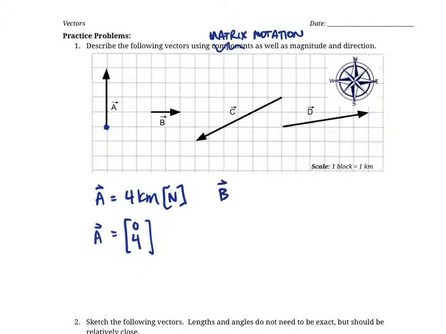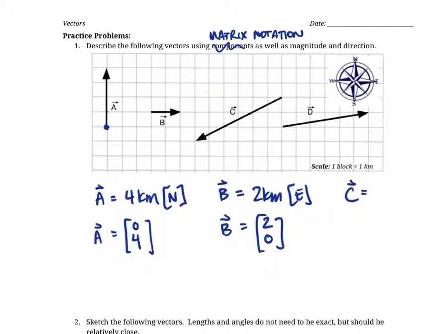B, if we look at B here, B is just going 2 spaces to the right, or 2 kilometers east, right? And to represent that in matrix notation, remember it's the x on top and then the y on the bottom. So in the x direction, we've gone 2, and in the y direction, we haven't gone up or down at all. So it's going to be 0. Okay? Moving on with C.